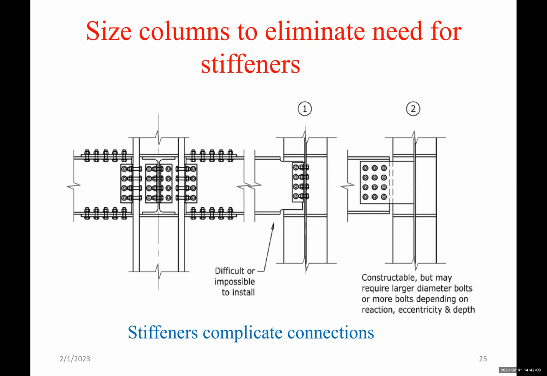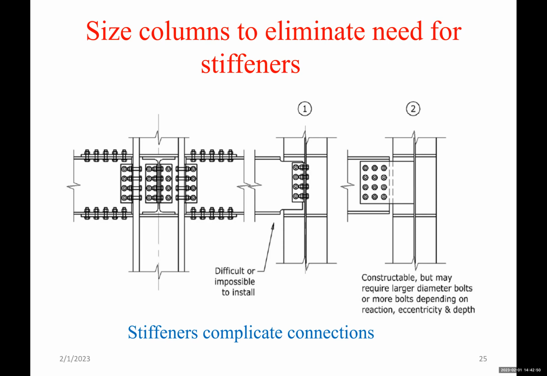Size columns to eliminate the need for stiffeners. When we design the connections for the reactions, those forces need to be transferred to the column, whether the moments, the axial forces from the moments, or the shear forces. We have a load path. So the web of the column needs to be checked for these forces, and the flange of the column needs to be checked for these forces. The flanges and the web may not support these concentrated forces that are on them.